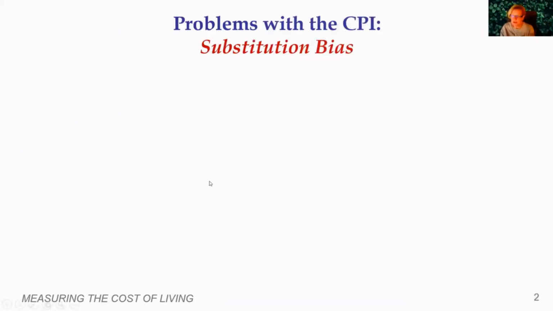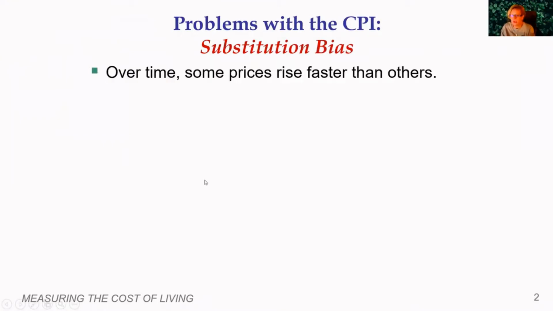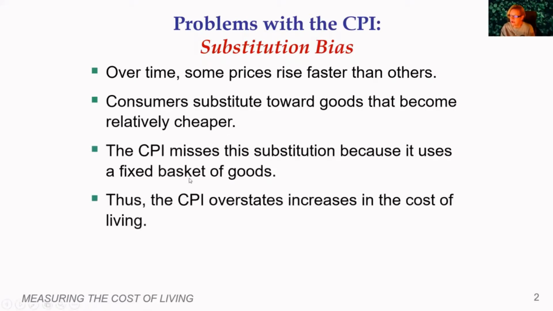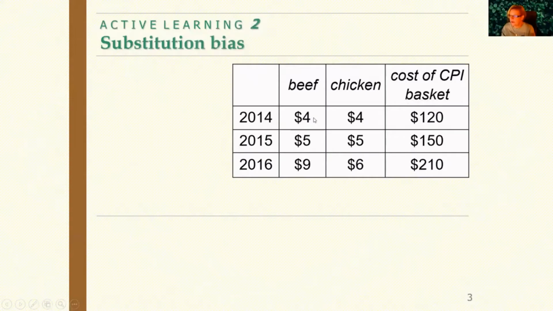The first one is substitution bias, and we can look at this using a problem that we started in Learning Objective 2. Because some prices increase faster than others, we will tend to substitute cheaper goods for more expensive ones. And this is difficult because we use a fixed basket, so we don't change the basket based upon the types of goods. So here's an example. Here's the price of beef. It goes from $4 in 2014 to $9 in 2016. Price of chicken goes from $4 to $6, and then the cost of the basket increases proportionately.